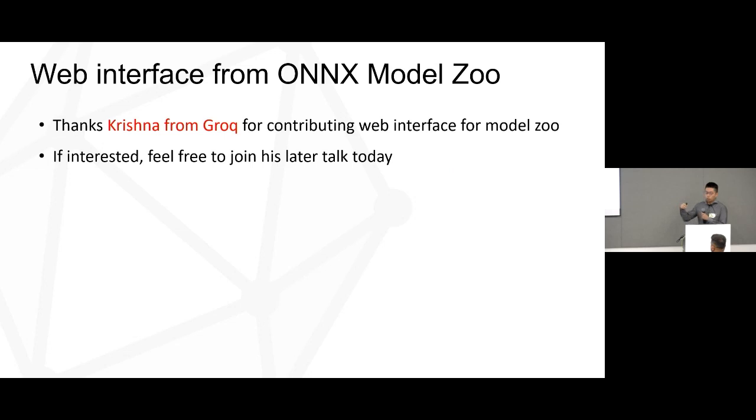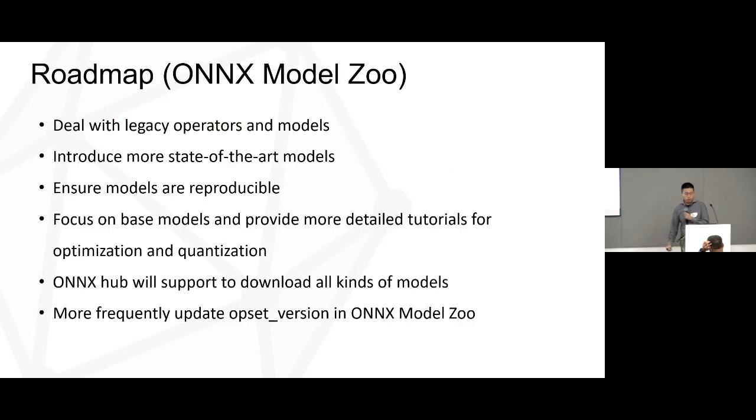Now, going forward, we will also have a web interface to browse these ONNX Model Zoo models. So to conclude, here is the roadmap. We will keep dealing with legacy operators or models, and we promise that we will introduce more state-of-the-art models, and we will ensure the models are reproducible. ONNX Hub will support downloading all kinds of models. And we will also update the opset version in ONNX Model Zoo more frequently.